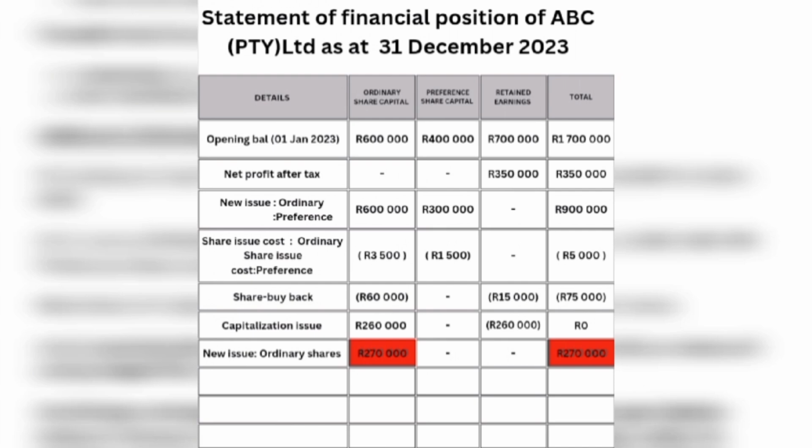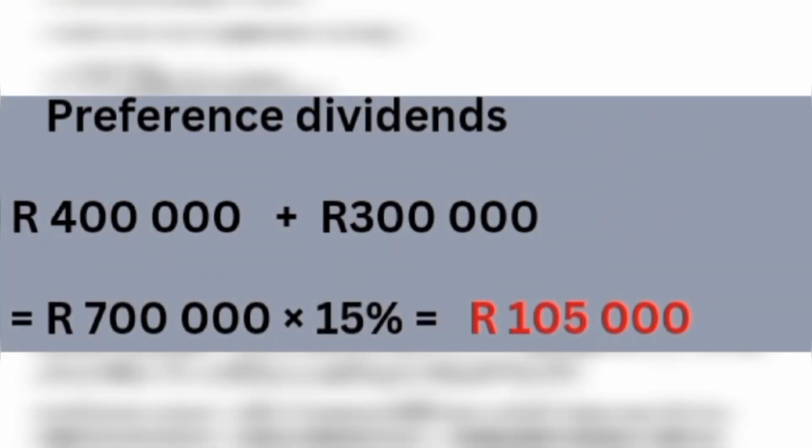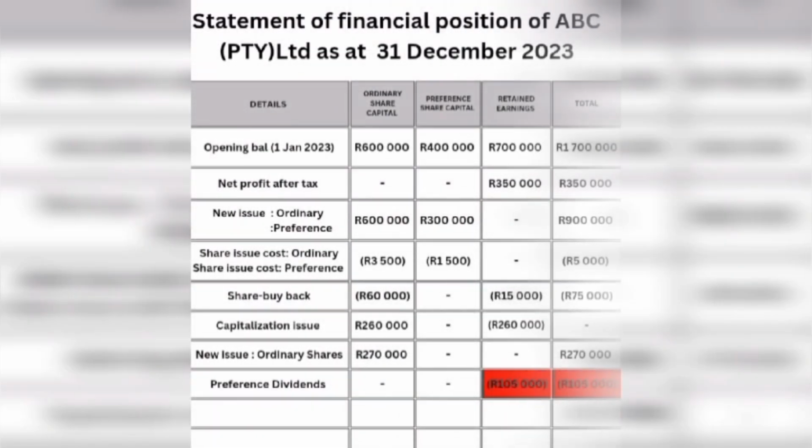Now let us calculate preference dividends. At the beginning of the year, we have 400,000 plus 300,000, which gives us 700,000. You then take this 700,000 and multiply by the fixed rate of the preference shares of 15%. So 700,000 times 15% gives us 105,000, which is our preference dividends. You record it under your retained earnings and put brackets.